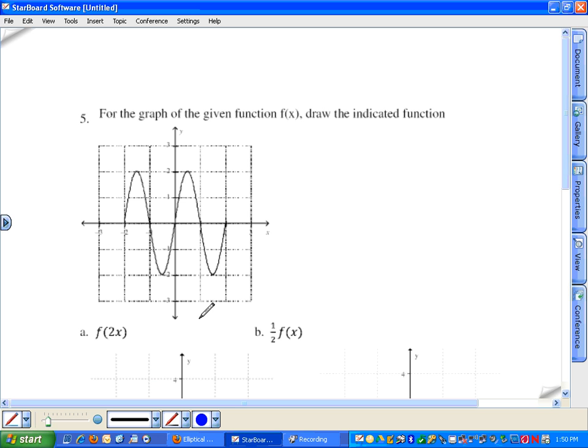Now, the best way to approach these, I think, is to choose values on the graph of f of x, and find the location of those points and write them in a table. So these points I've labeled, and write their locations down. Starting from left to right, we have -2, 0, -1.5, -2, -1, -0.5.